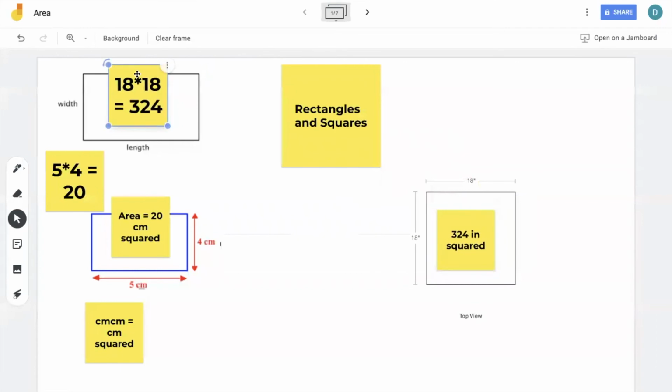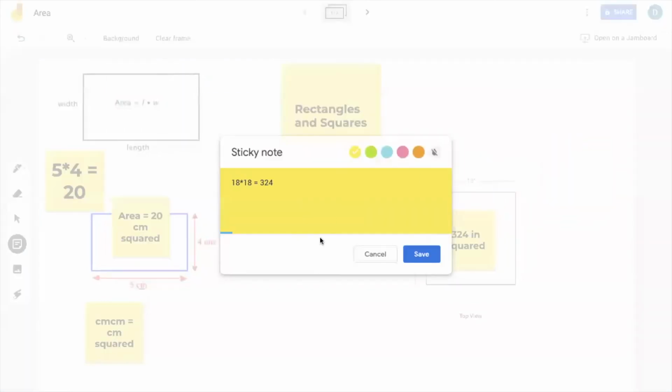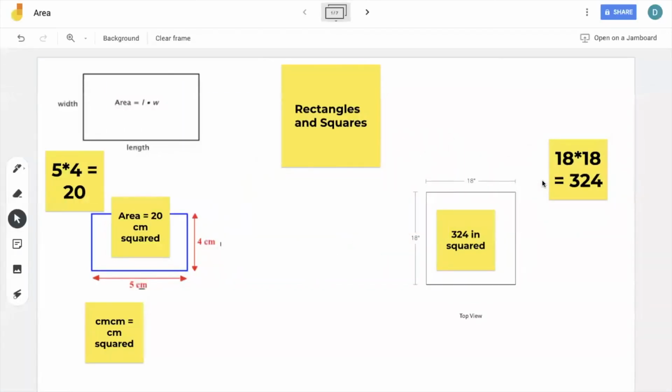Now, why do we want units so badly? Well, it's because there's a big difference between inches and miles. You want to give the right unit of measure so people know what you're talking about.